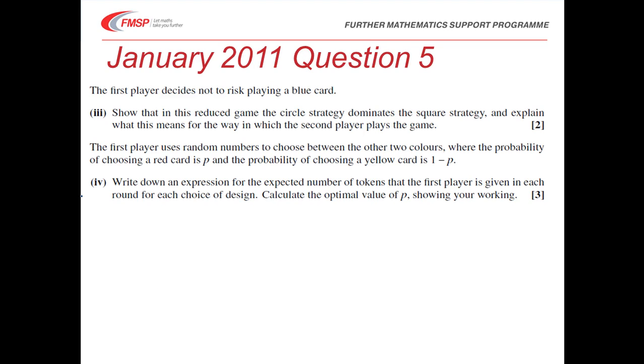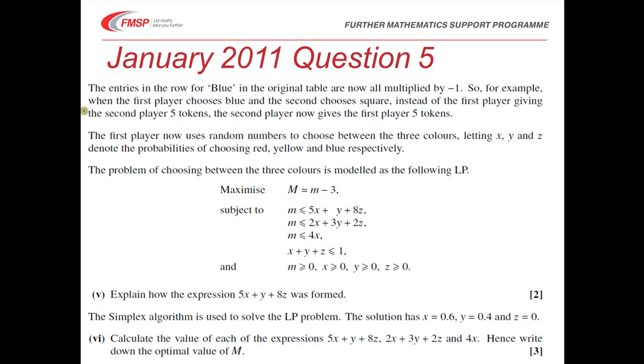And then the question goes on and asks us to look at how we might use a simplex. It says the entries in the row for blue are now all multiplied by -1. So for example, when the first player chooses blue and the second chooses a square, instead of the first player giving the second player 5 tokens, the second player now gives the first player 5 tokens, so it's the other way around.